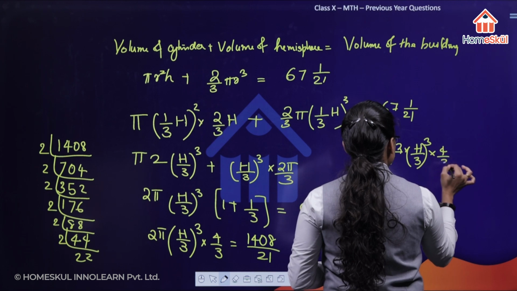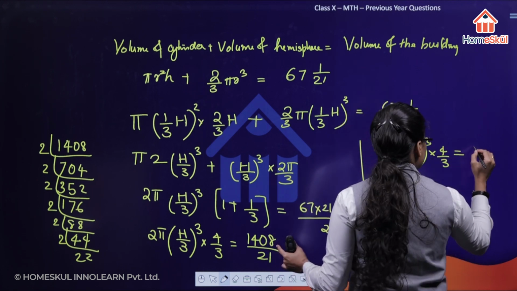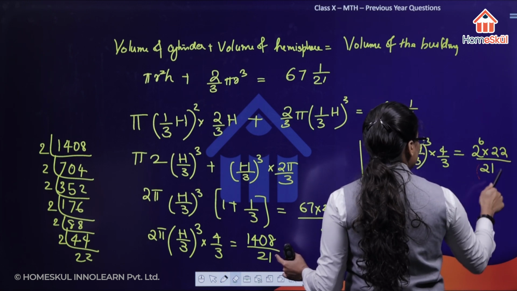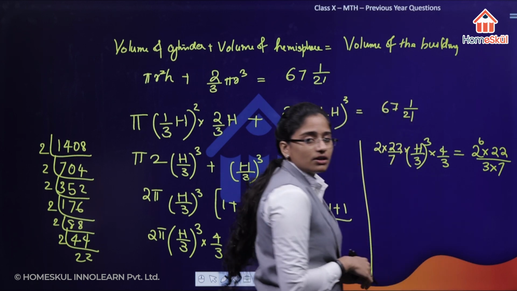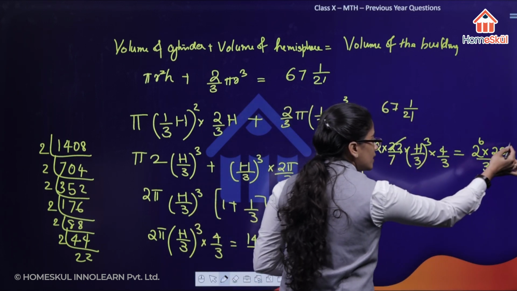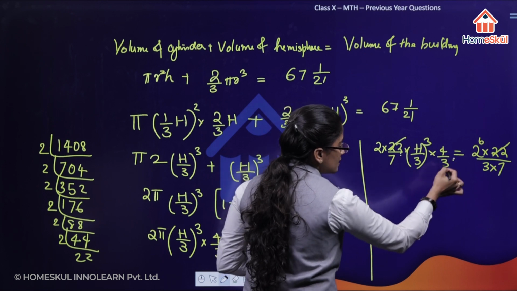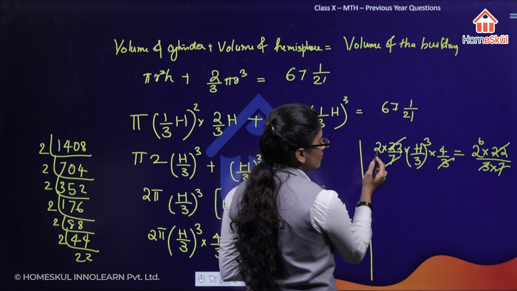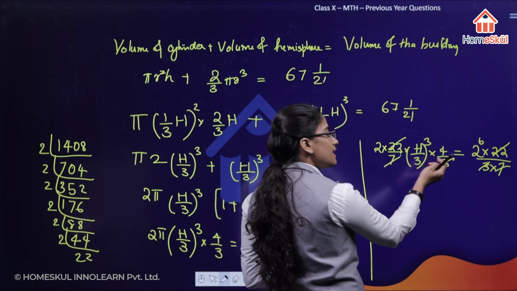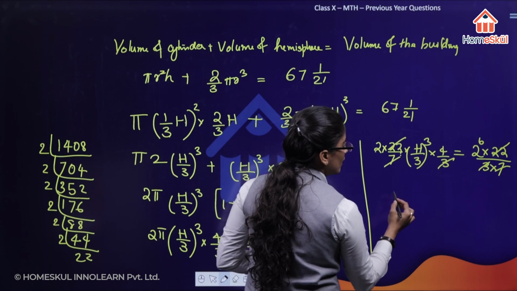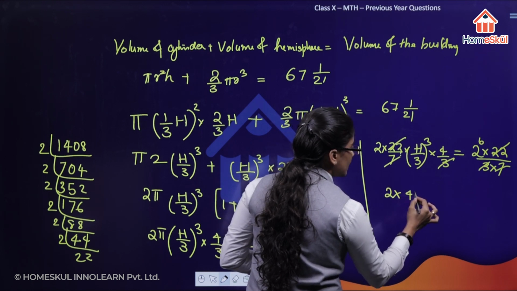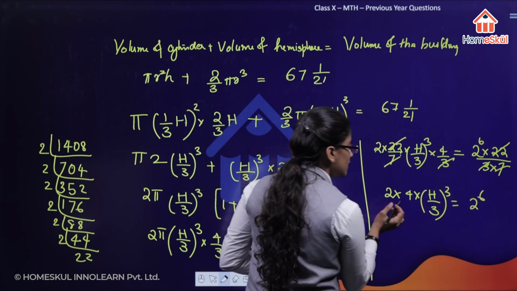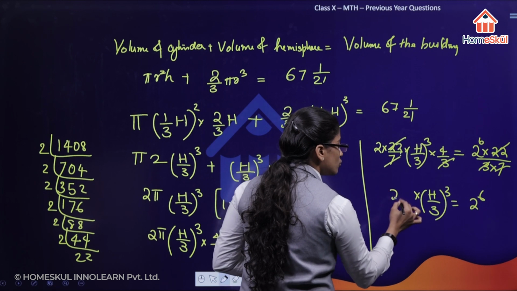times 4 by 3 is equal to 1408, which can be written as 2 raised to 6 into 22 divided by 21. 21 could be written as 3 times 7, isn't it? Okay, so here 22 will be cancelled. This 3 and 7 will be cancelled. Then here we are having 2 and 4, which could be written as 2 raised to 2, right? That is, we are having 2 times 4 times h upon 3 the whole cube is equal to 2 raised to 6, isn't it? What is 2 times 4? That is equal to 2 cube, isn't it?